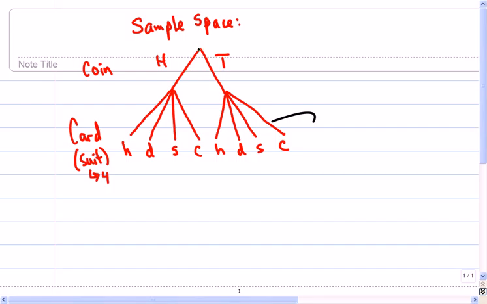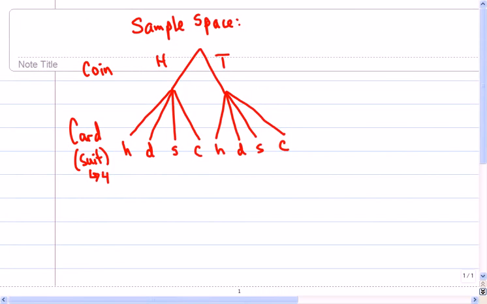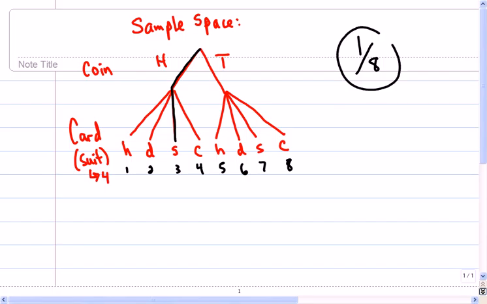So for example, I might follow this path. I might get a head and then I might draw a spade. So if we were to take a look, this time we are looking for the probability that a head is flipped and a spade is drawn. So that means I'm going to be taking a look at a head being drawn and a spade. So I can see from the sample space that there is 1 out of 1, 2, 3, 4, 5, 6, 7, 8 possible outcomes. So the probability is 1/8.